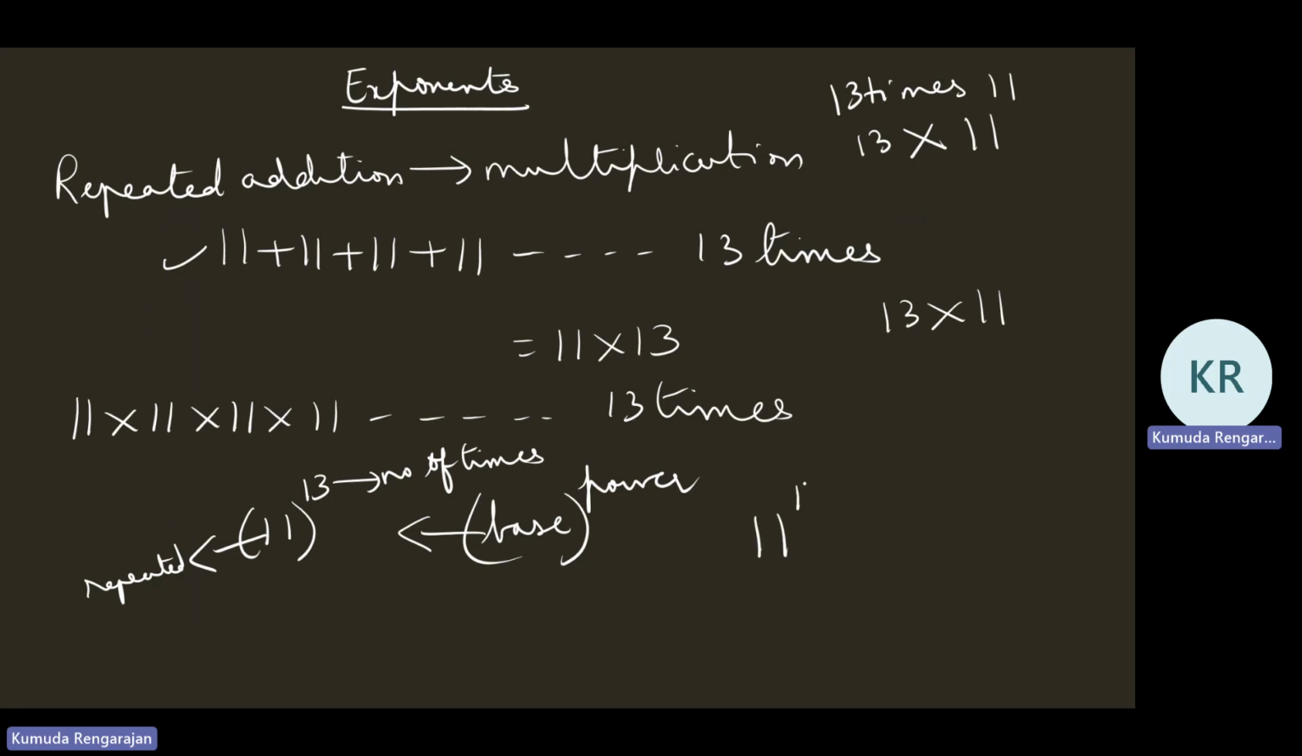How do you read this? We say 11 raised to the power 13, or simply 11 to the power 13. You can even omit this word raised and say 11 to the power 13. Omit means you don't have to say that word. Both are the same. 11 to the power 13 or 11 raised to the power 13. So that's how we read it.